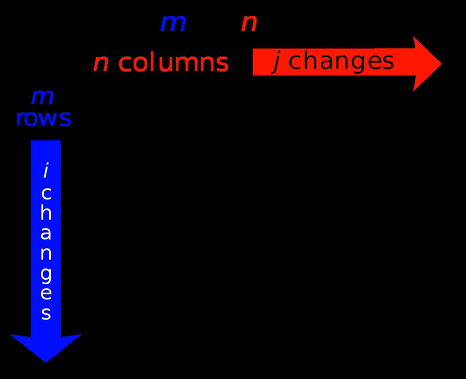Provided that they have the same size, each matrix has the same number of rows and the same number of columns as the other, two matrices can be added or subtracted element by element. See conformable matrix.